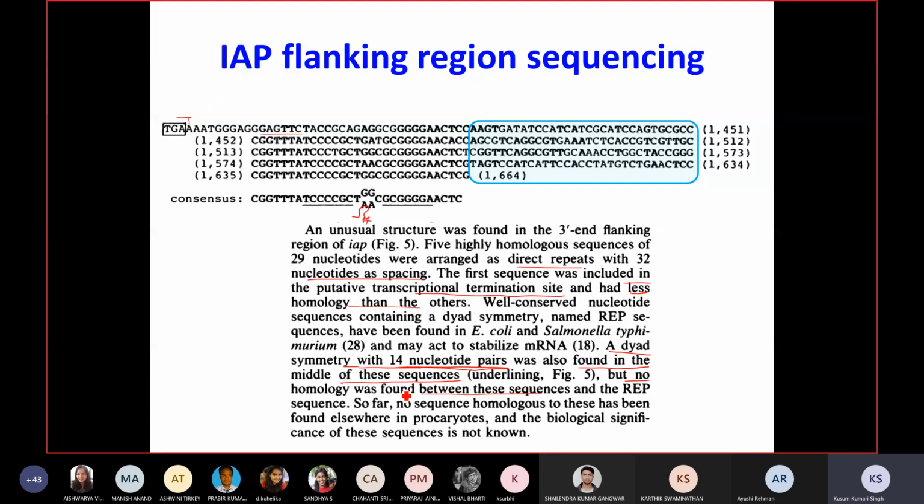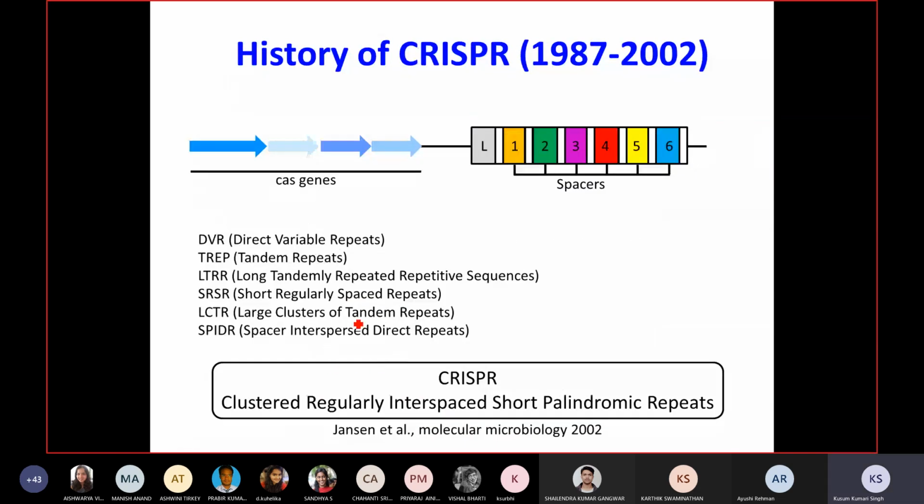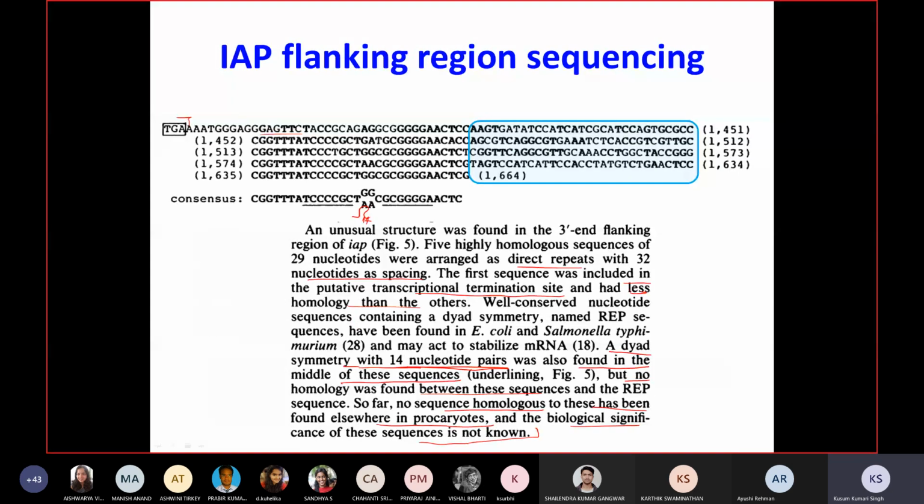So basically what they are saying here is that so far, no sequence homologous to these has been found elsewhere, and the biological significance of these sequences is not known. So this was the first paper, and they checked it all through, but they were not able to conclude why these sequences are present.